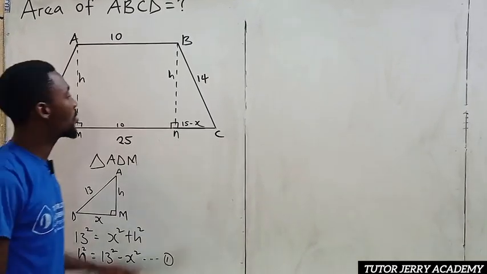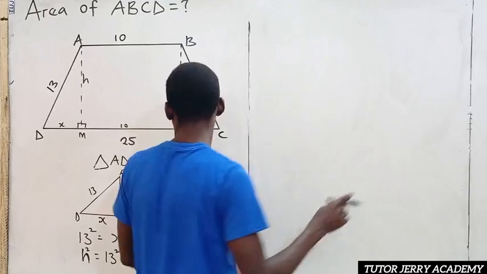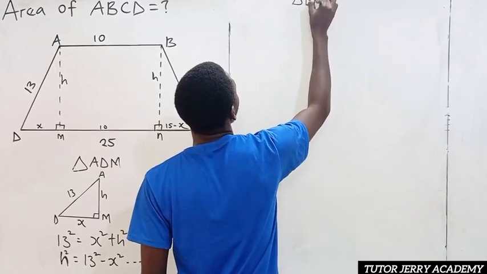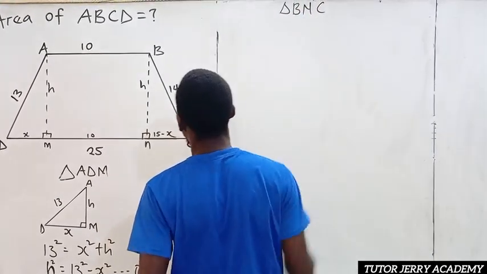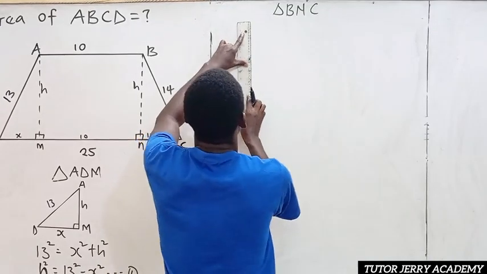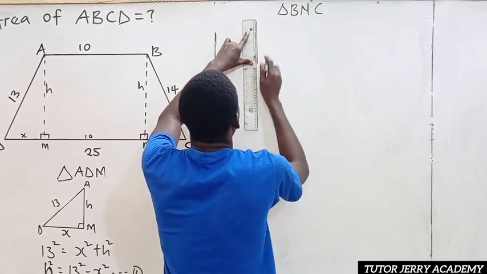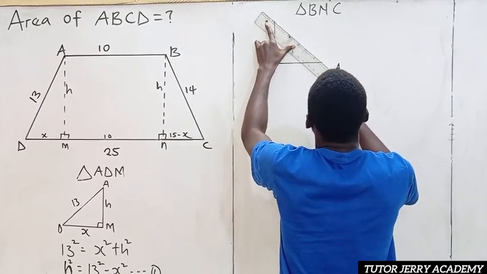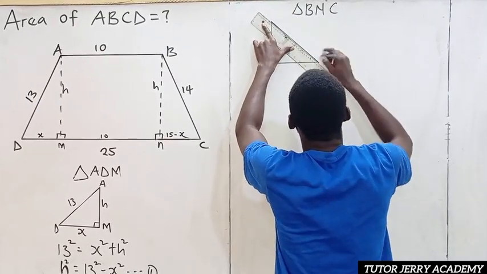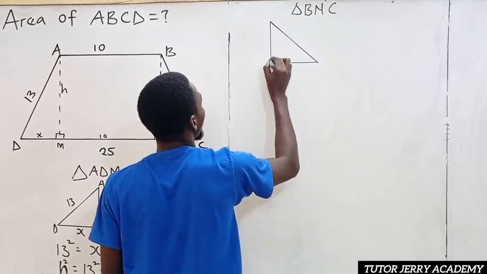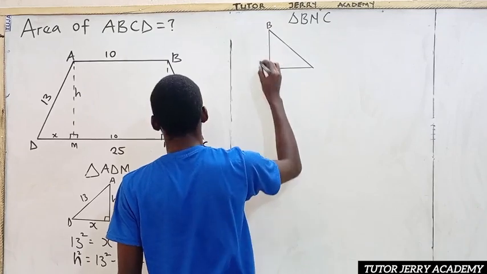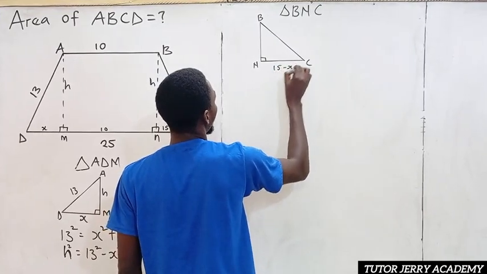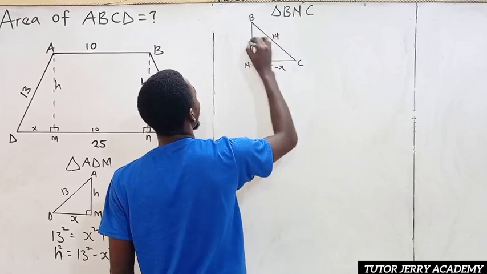All right. So now let's go for triangle BNC. If we draw that, we're going to have it in this form. So we have this to be our B, we have this to be our N, and this to be our C. So here we have 15 minus X, here we have 14, here we have 8.